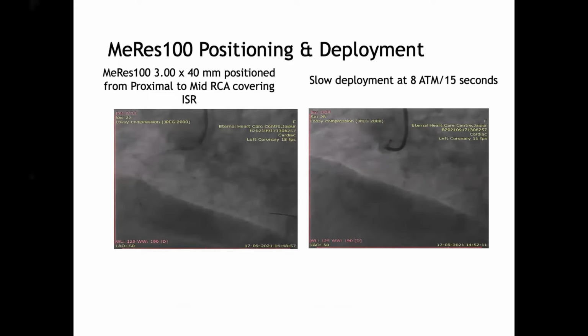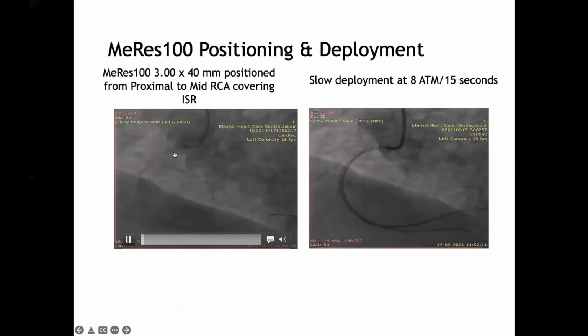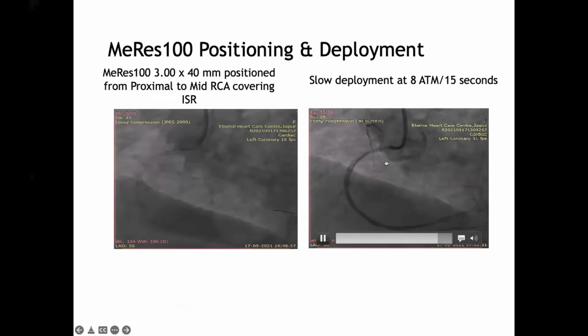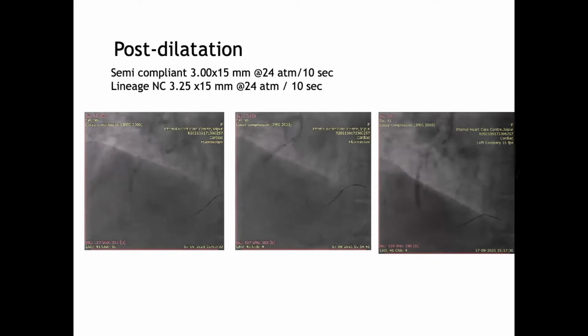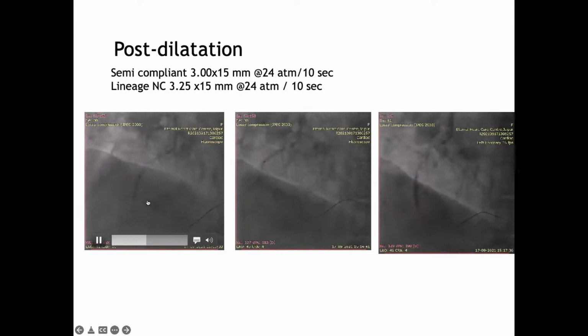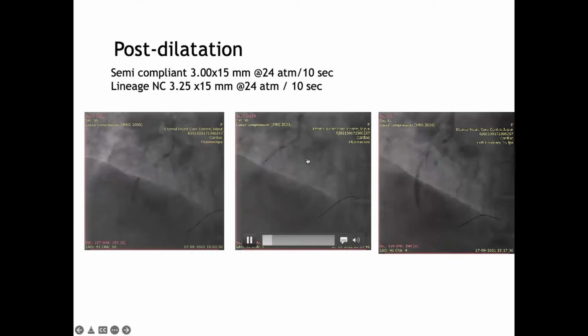And this is the 3 by 40 BRS positioned across the lesion, covering most of the length of the previous stent, although a small length is left in the distal part. This was deployed slowly, 8 to 9 atmospheres. Then there is post-dilatation, initially with a 3 mm balloon because the balloon was not going across, and then subsequently a 3.25 NC balloon at high pressures, 24 to 26 atmospheres.